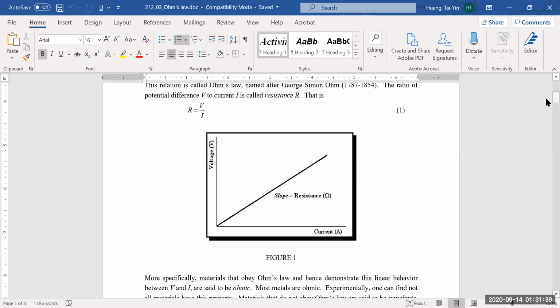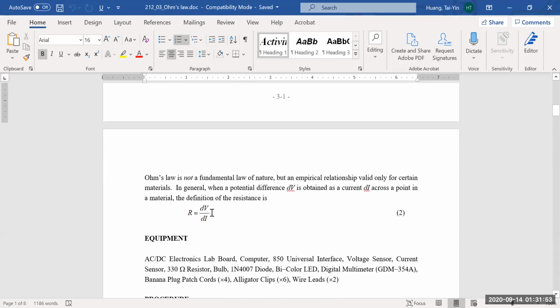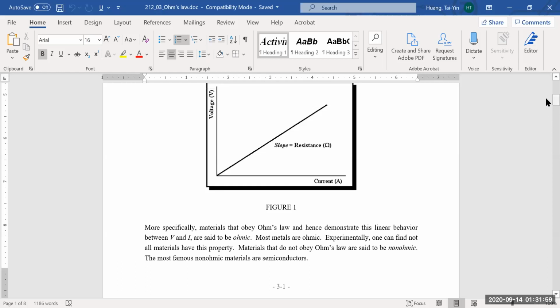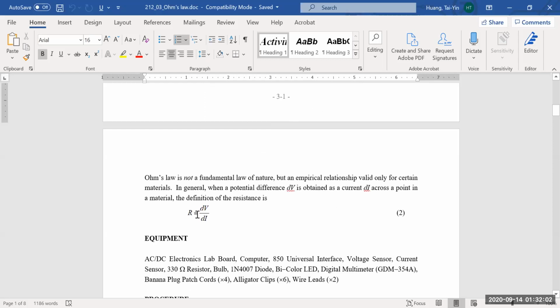Now, what about when you have a material that is non-ohmic? In other words, the relationship between voltage and current is not as simple as can be described by a straight line. Then you would use this equation: dV over dI. Instead of measuring a broad extent, you just focus on the local resistance, and that resistance can change from one value to another because you're doing dV over dI. So for non-ohmic material, the resistance value would not be a constant, but for ohmic material, the resistance is a constant.